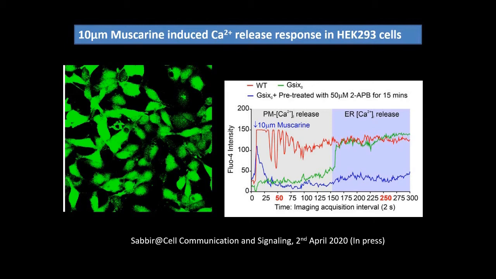You can see in this graph that the immediate response was abolished in 6 G protein deleted HEK293 cell line, and this is represented by the green line here in this graph. Also, the delayed response was abolished when the cells were treated with 2-APB, which is an IP3 receptor inhibitor, and this is represented by the blue line here in this graph.